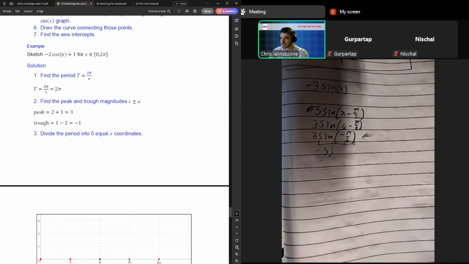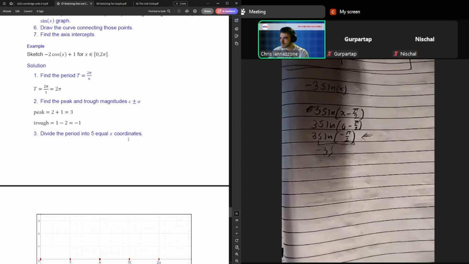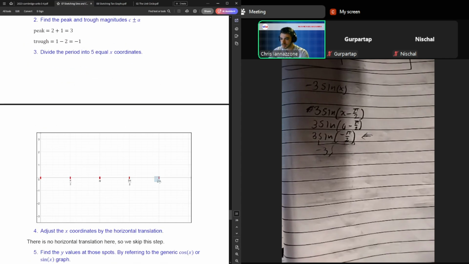Period, 2 pi divided by n. In this case, n is 1, because the coefficient on the x is 1. Peak and trough: as I said before, 1 plus 2 gets you to 3, 1 minus 2 gets you to -1. Divide the period into 5 equal spots. The period was 2 pi, halve it to pi, halve it to pi over 2, and fill in that remaining spot.